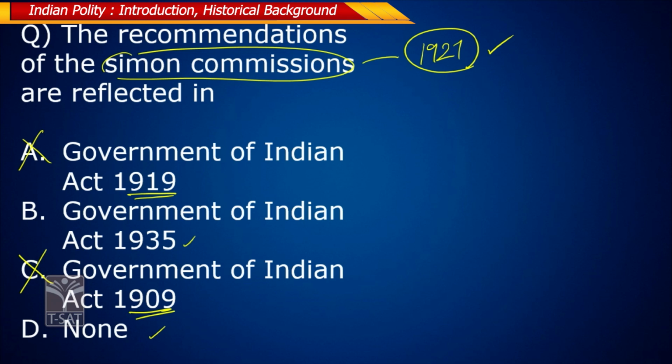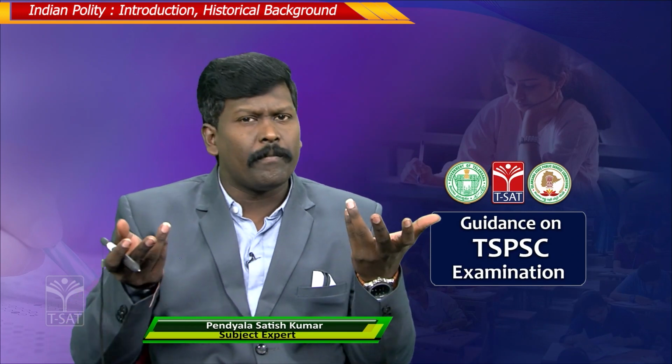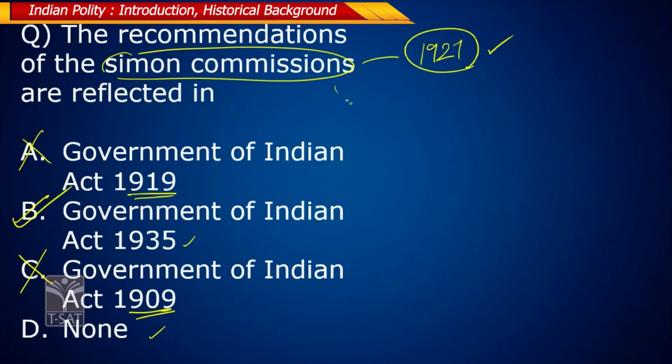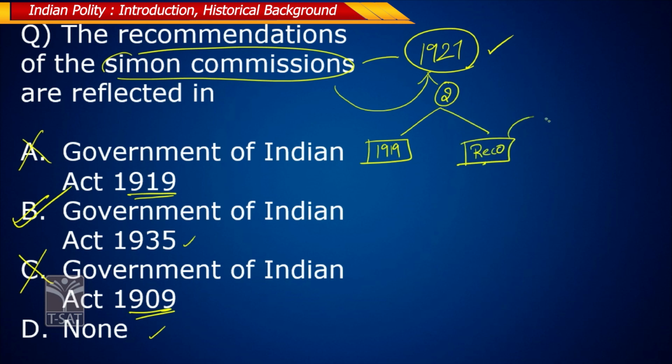Is there any important act after 1935? There is no important administrative act after 1935. So, the answer is B. The Simon Commission was established in 1927 for two reasons. One, to study the 1919 Government of India Act and provide recommendations for the next act. On the recommendations given by the Simon Commission, three Round Table Conferences took place in London. So, even the answer for this is the Government of India Act 1935.